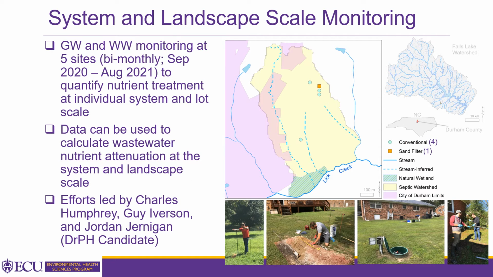So to address the first research question, we identified 5 sites that are all residential sites served by septic systems. 4 of these sites are served by conventional gravity draining septic systems, and 1 was a sand filter site. All these sites are located in Triassic Basin geological settings. More specifically, they drain to the Lick Creek subwatershed, which is a subwatershed of the Falls Lake watershed. You can see sites are located right about here, and they're all within the same subdivision. So we identified these sites so that we could quantify nutrient treatment at the individual system and lot scale, and using these data we could then calculate wastewater nutrient attenuation at the system and landscape scale.